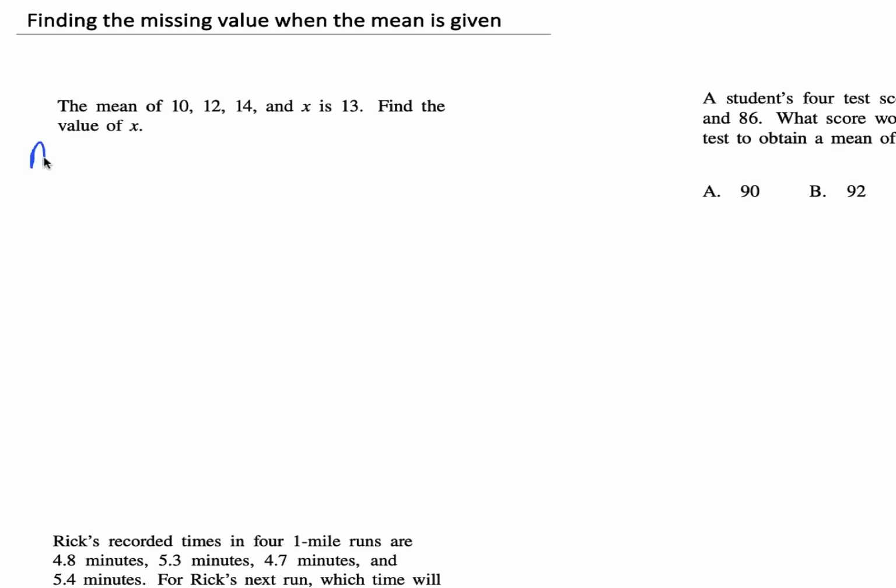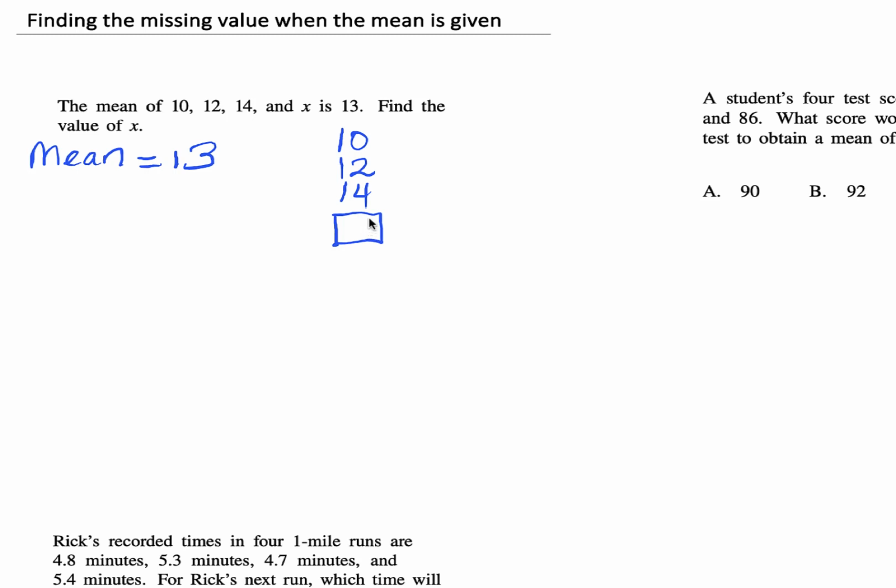So they told us that the mean is 13, meaning that when you add up all these numbers and divide by 4, you're going to get 13. Now they gave us the data set. The numbers you're adding are 10, 12, and 14. And then we don't know what the fourth number is. But we know that when you add these four numbers and divide by 4, you get 13.